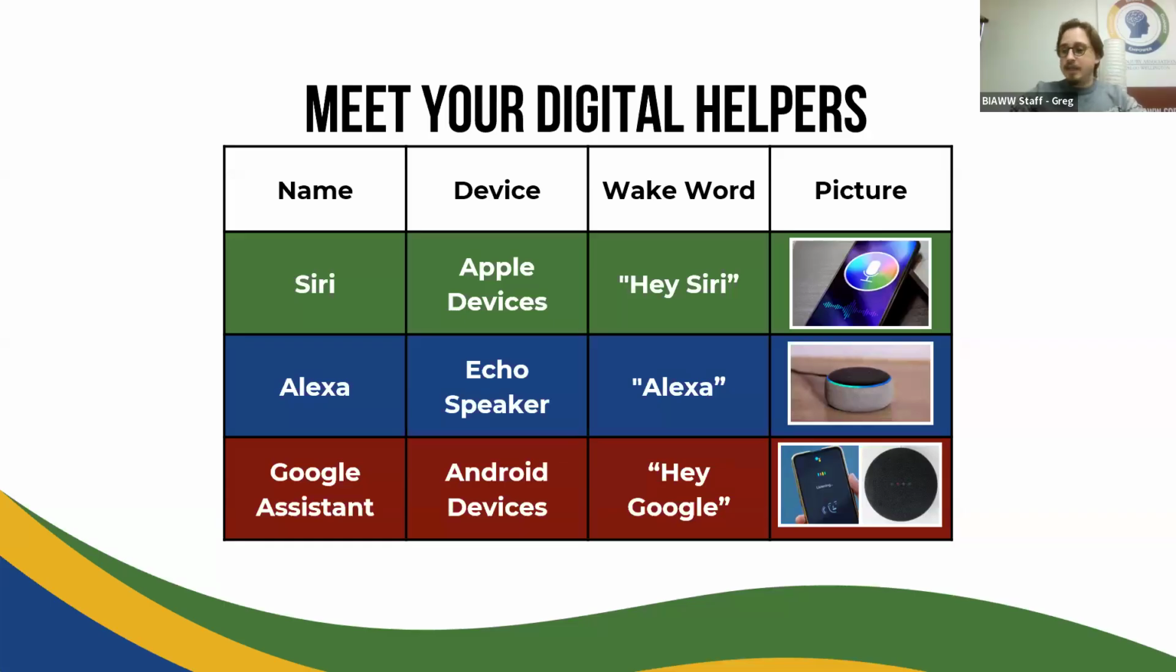And the last one is Google Assistant. These run on Android devices, so Samsung phones and other phones that run Android, but there are also physical devices like the Alexa. They're often round, and they have some sort of lights on them as well. To activate those, you say "hey Google." You say those two words together, and that will activate it so that you can then ask it to do anything.